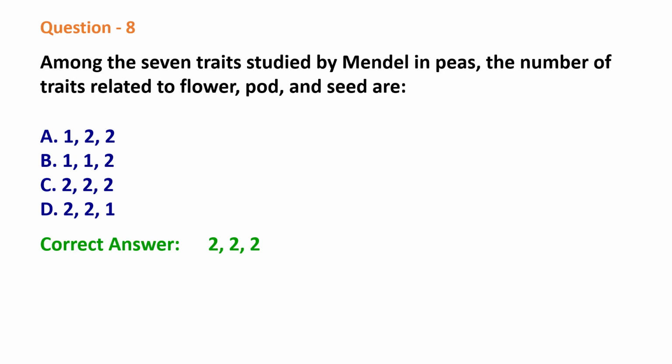We know that Mendel had studied 7 traits, in which 2 traits each were studied for flower, that is, flower color and flower position. Again for pod, pod shape and pod color. Again for seed, seed shape and seed color. So 2 each for each of these traits.